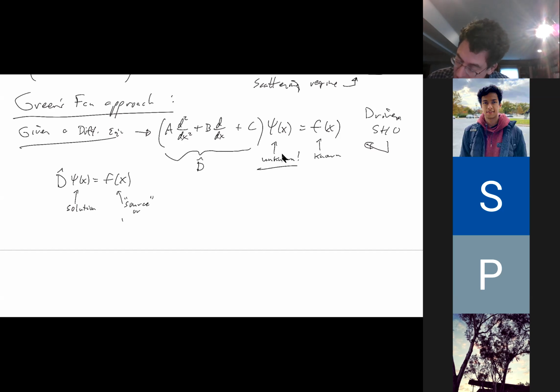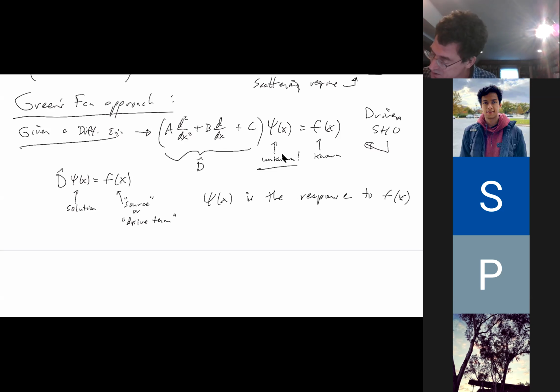Or you can think of it as the driver, the driving term. The drive term. So the way to think about it is that psi of x is the response to f of x. I have some source term f of x, which is perturbing my system, doing something, and then psi is the response. Psi is telling me how the system responds. So that's a way of thinking about it. And maybe you've never thought about it that way. If not, then now's the time to start.